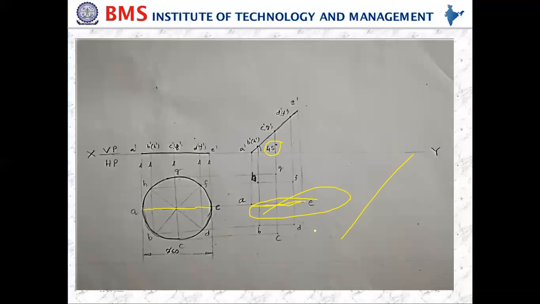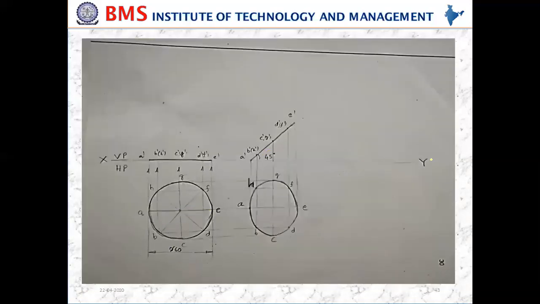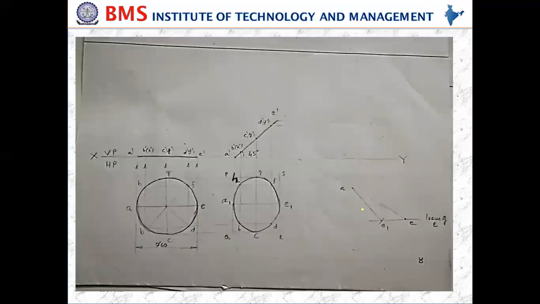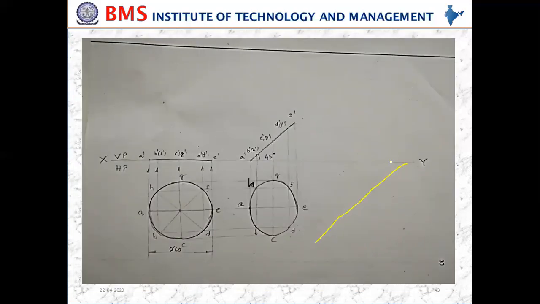So for that, what I have to do? I have to draw first a 30 degrees line, either this way or this way, both are same. Okay, so I think I have used this way. No problem. So draw a 30 degrees line. After drawing the 30 degrees line, on this 30 degrees line, the AE diameter is located.